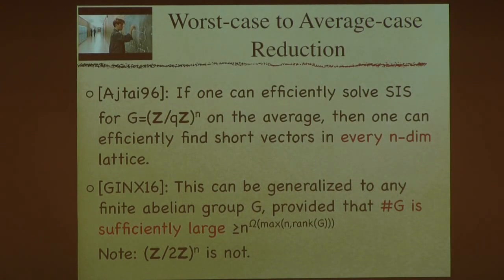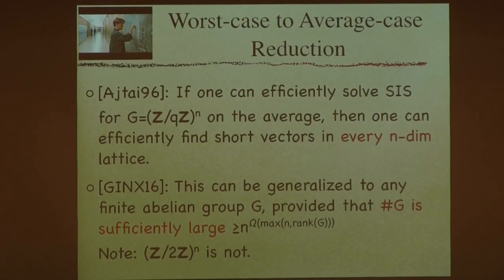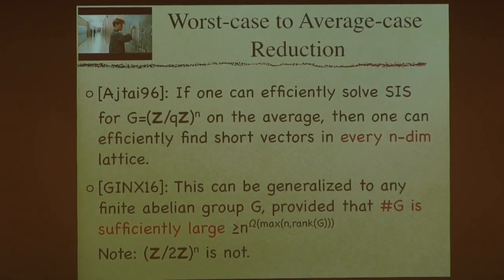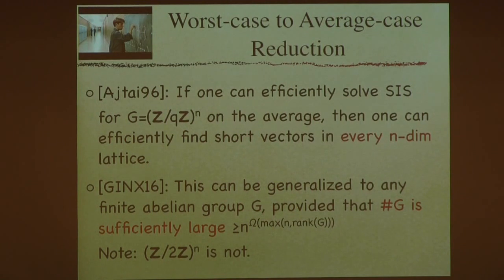So a natural question is: is this a general result for any arbitrary group? The answer is positive. It was recently shown that you can generalize this statement to any finite abelian group G, provided that its order is sufficiently large. So there's a condition about the order. For instance, if you take Z_2 to the n, it's not sufficiently big. The order does not grow big enough with respect to n. Okay. So in some sense, because we obtain a partition of the set of lattices when we consider the factor group, we somehow show that all lattices are hard. Okay, so this is the first problem, SIS.